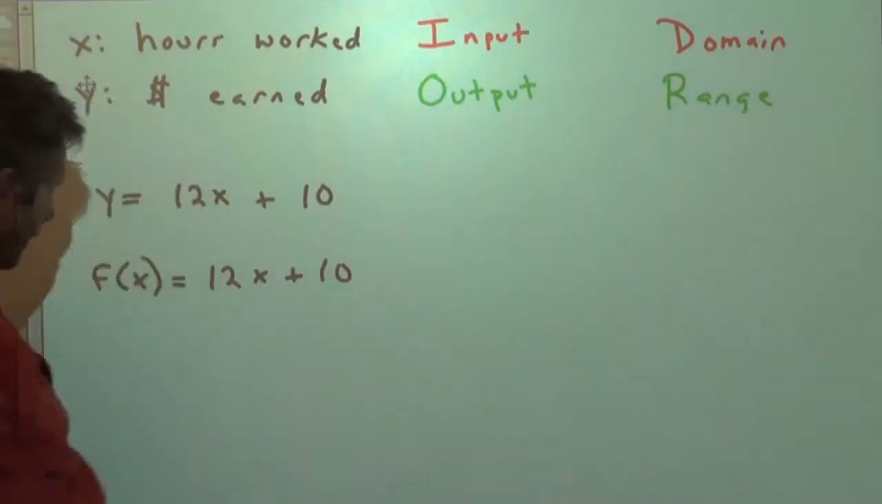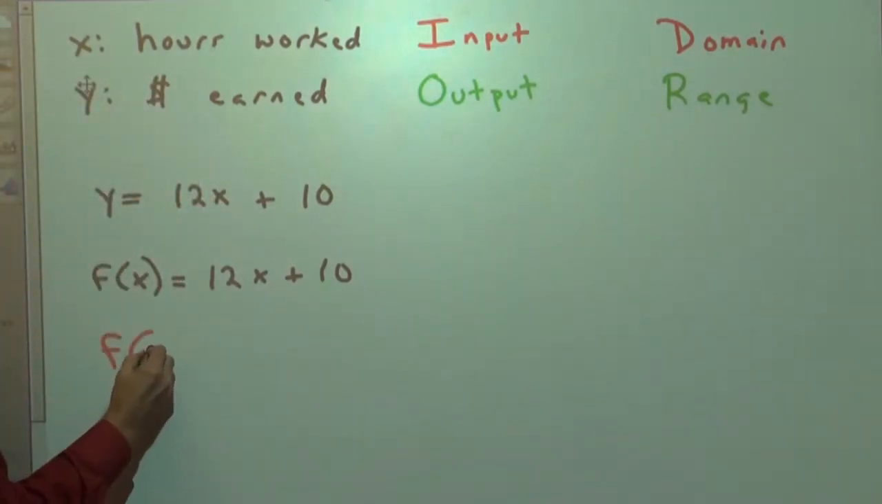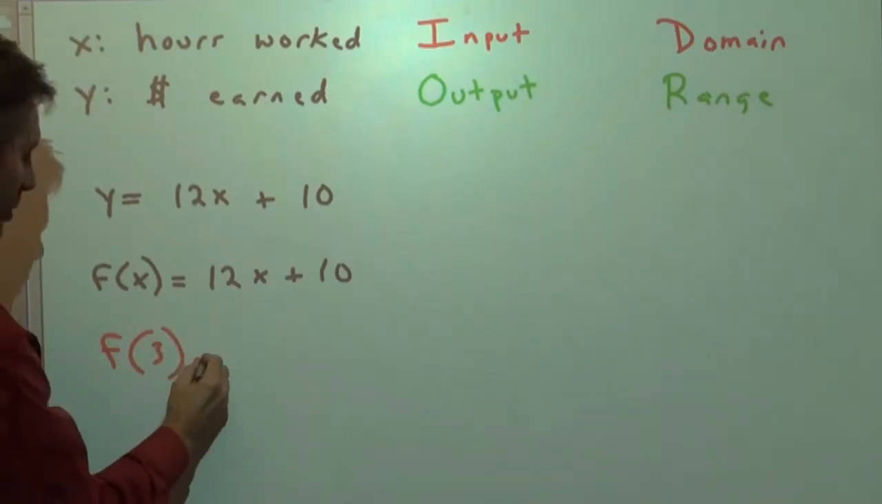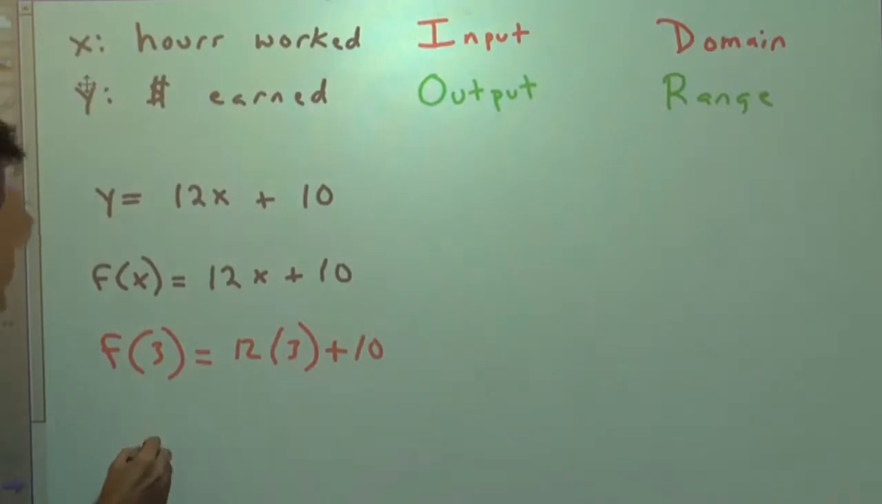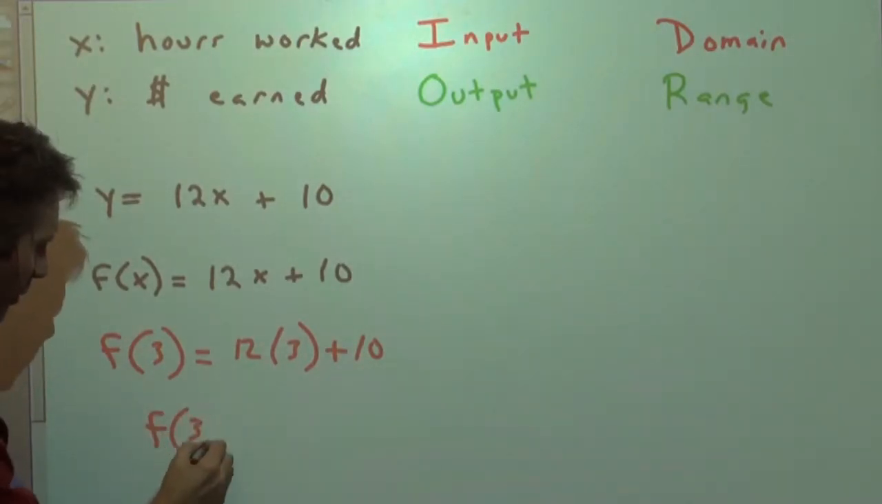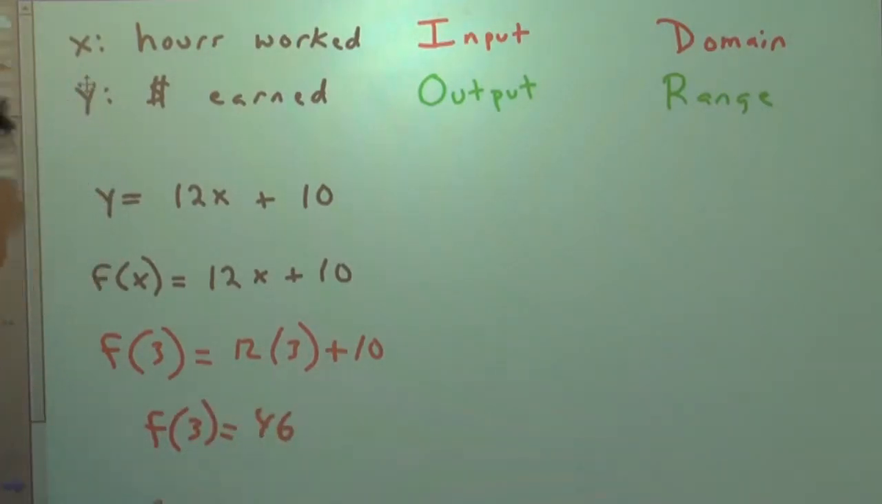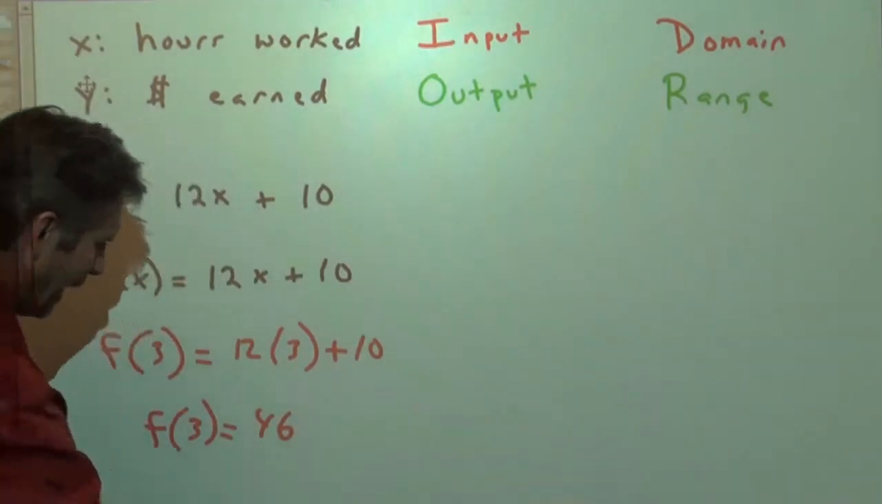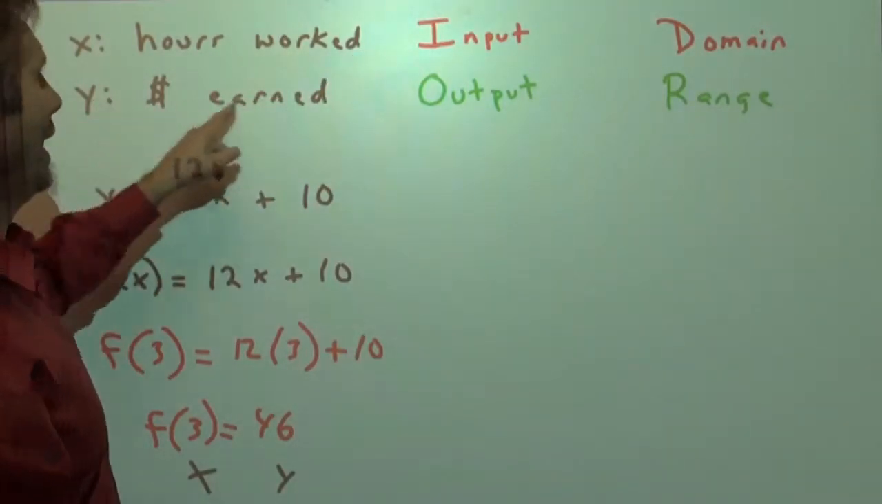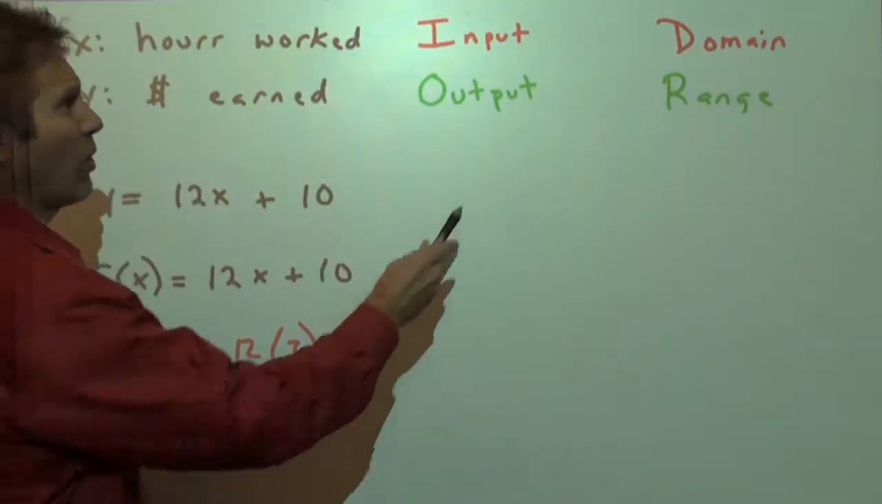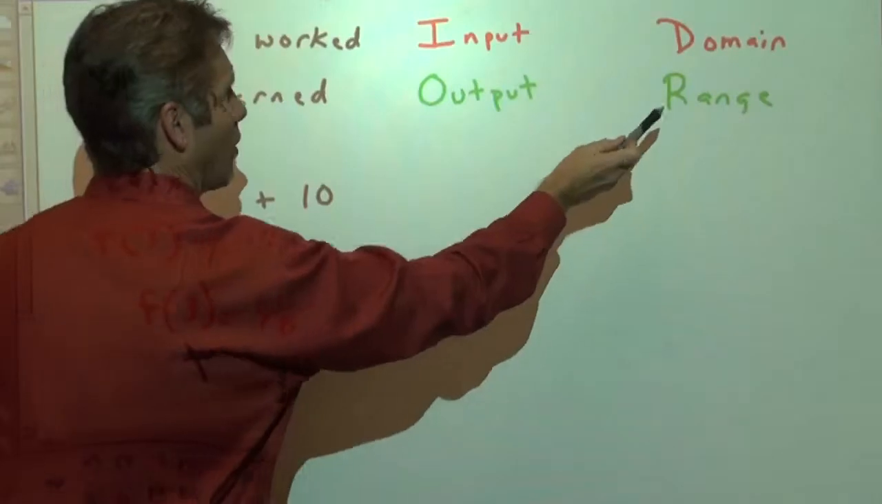Let's say somebody works 3 hours, how much money are they going to make? 12 times 3 is 36, plus 10 is $46. So in functional notation, this gives you 46. So the input, the x, would be the 3, and the output, the y, or the f of x, would be 46. So check this out. X is input, y is output. X is also called the domain, and y is called the range.